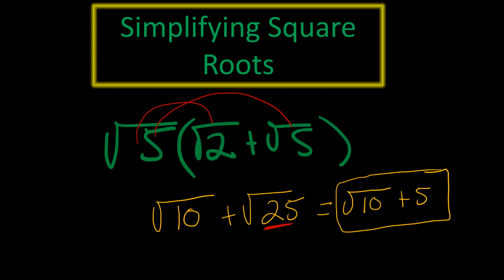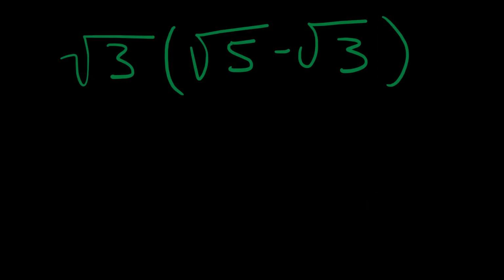Let's do another problem. So in this problem, I have the square root of 3 times the square root of 5 minus the square root of 3. The first thing I want to do is the distributive property. I want to multiply the square root of 3 times the square root of 5. That's going to give us the square root of 15.